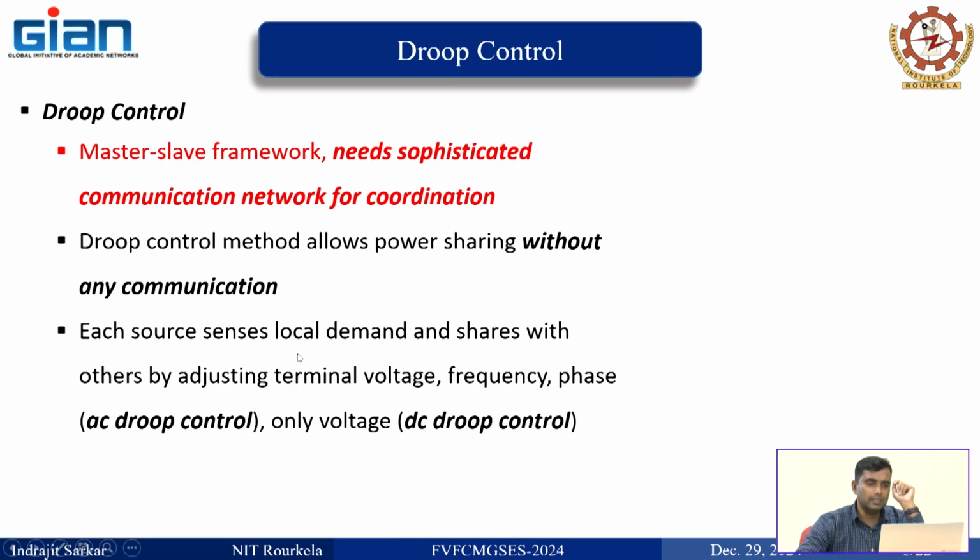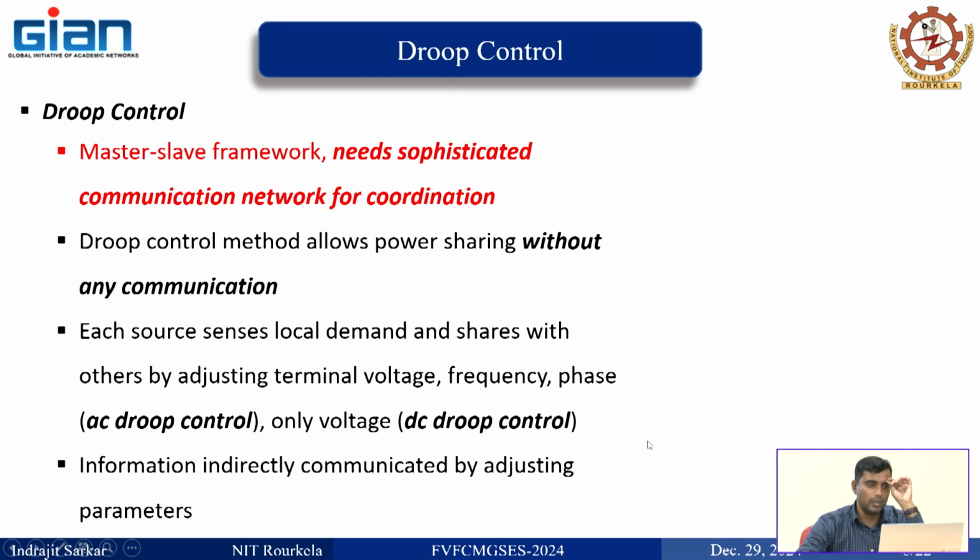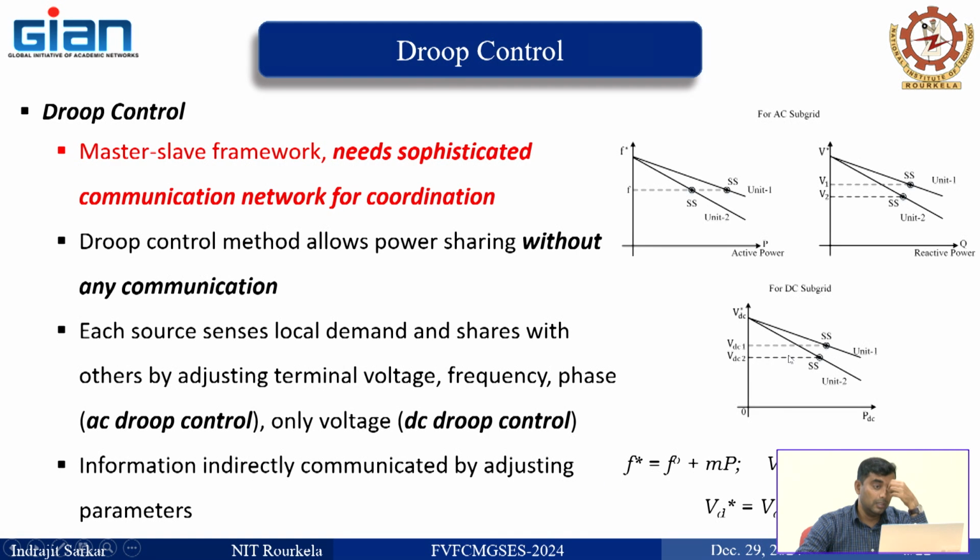Each source senses local demand and shares with others by adjusting terminal voltage, frequency, and phase. That is for AC droop control, and for DC droop control it's much simpler, only voltage. So like this the information is actually indirectly communicated between the sources. Here are the droop characteristics for reactive power and active power. Active power is associated with frequency and reactive power is associated with voltage. You can see here we have two units, everywhere we mention two units.